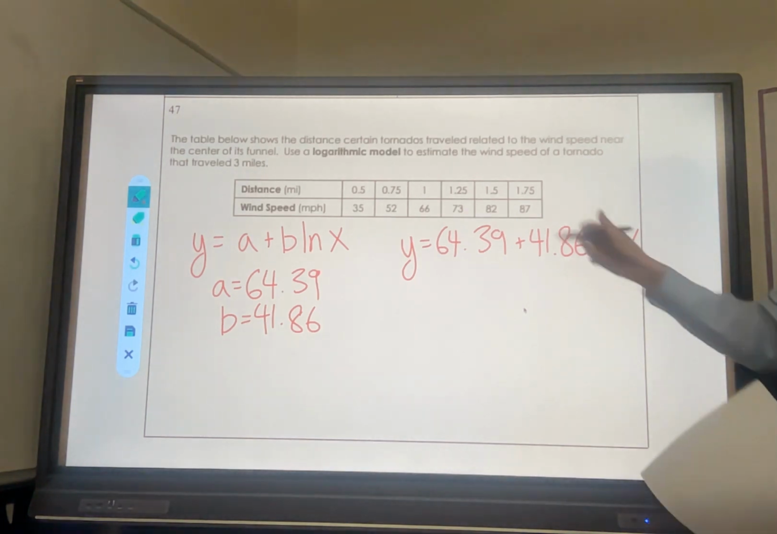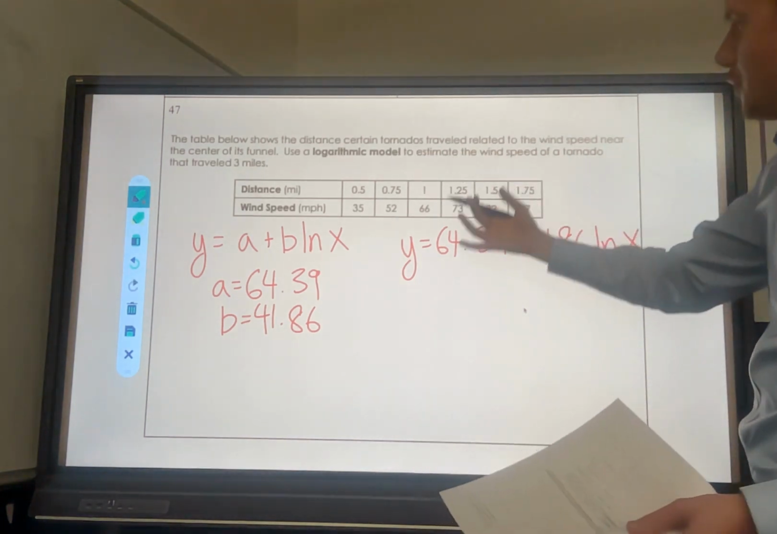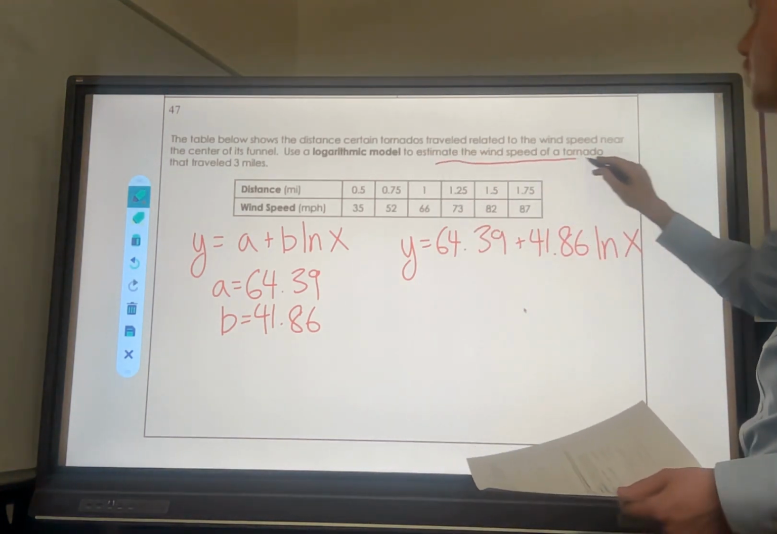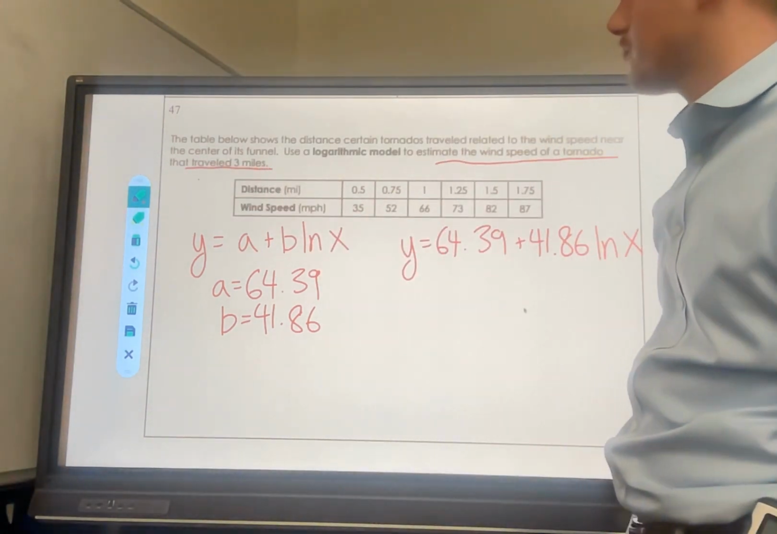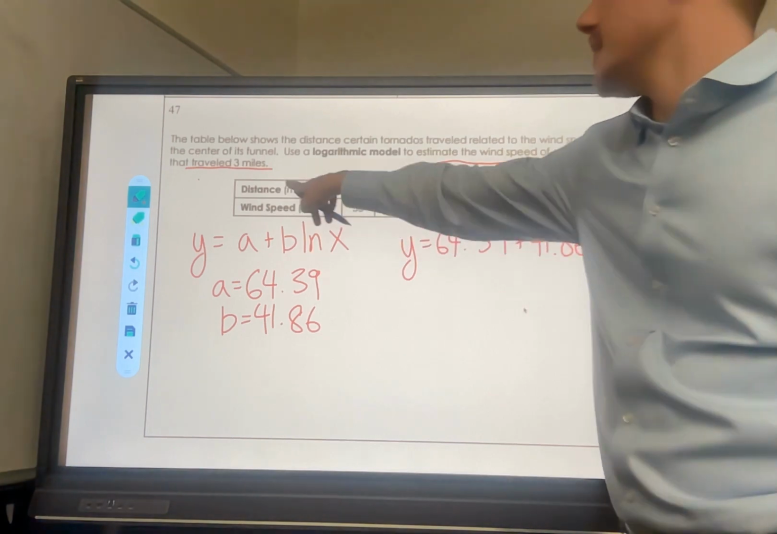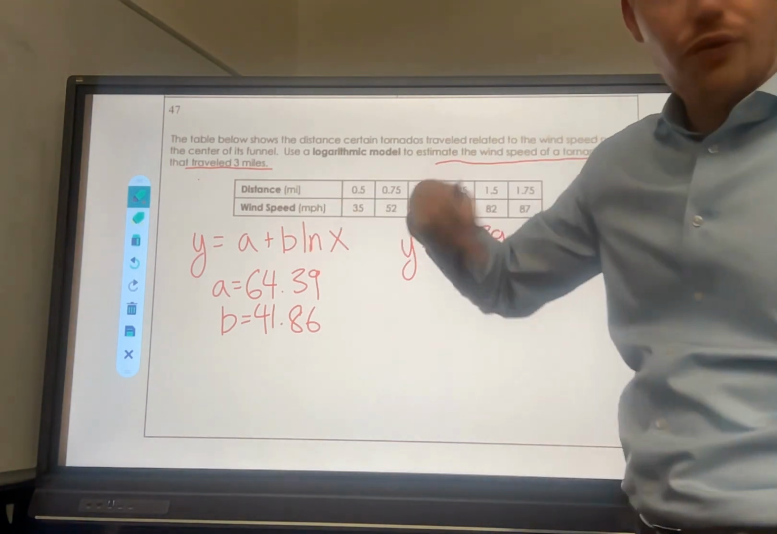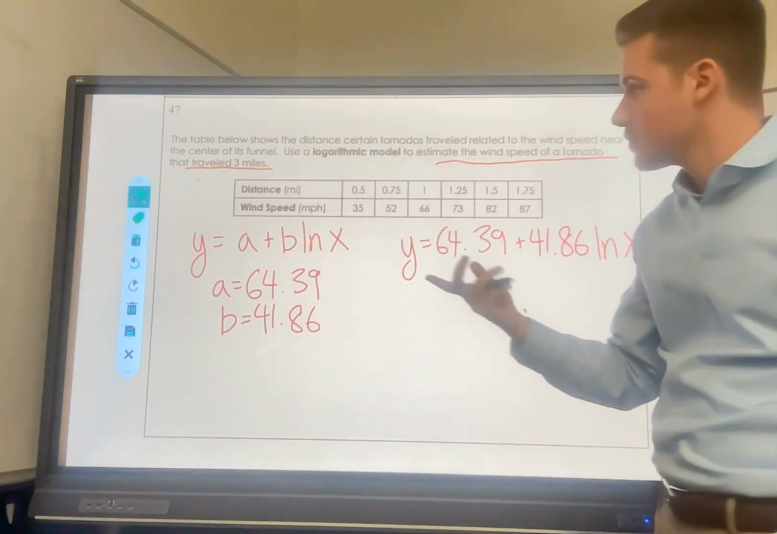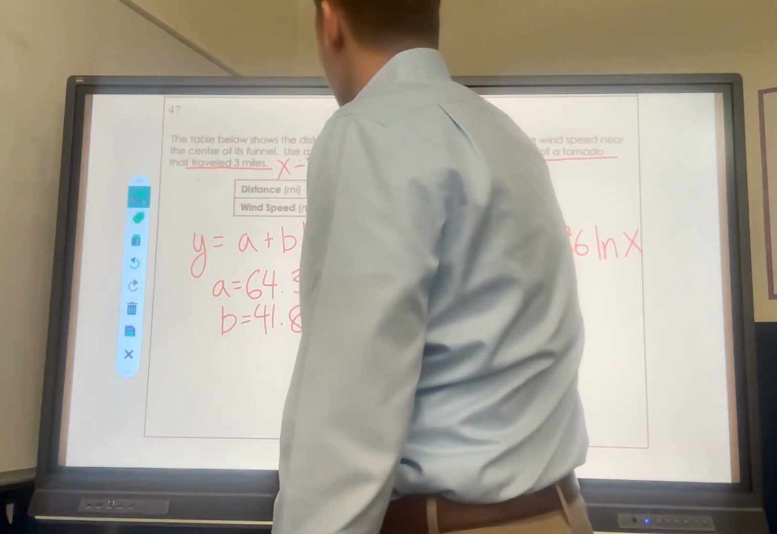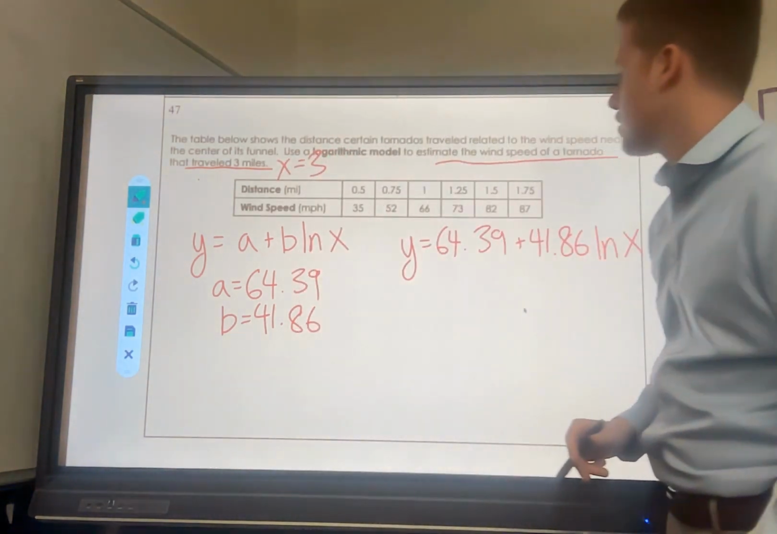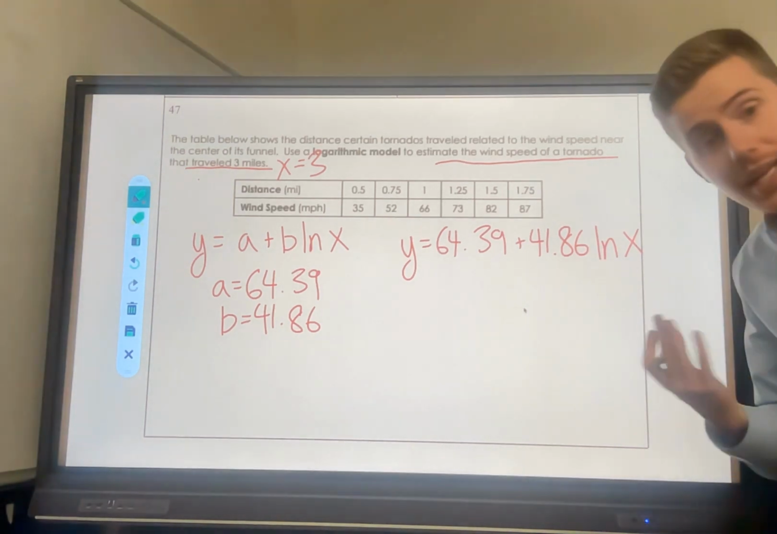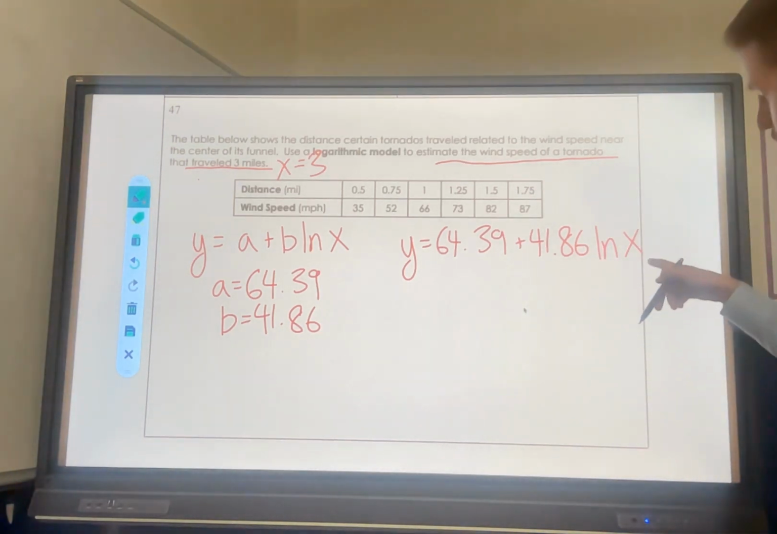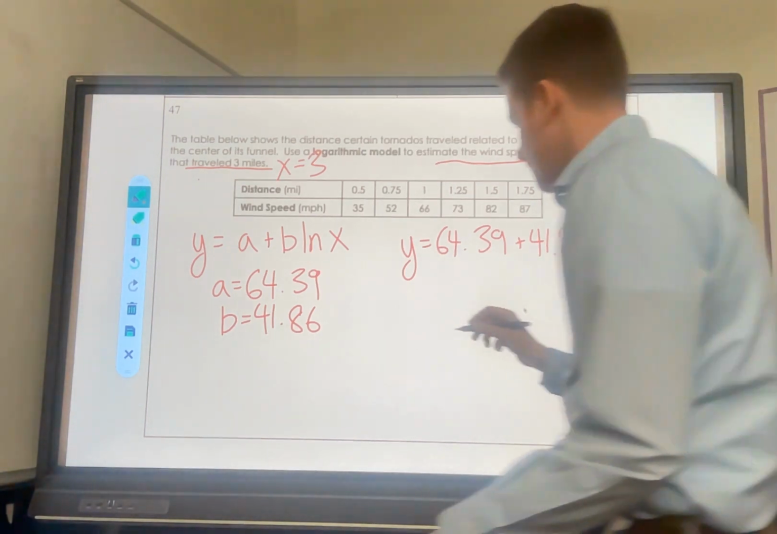We're almost done. It says, use this model that we've just created to estimate the wind speed of the tornado that traveled 3 miles. Okay, so distance traveled is our first variable, or x. So that means x equals 3. That's what we're trying to estimate. And so as y'all might expect, we're going to take that number 3 and substitute it in here for x.